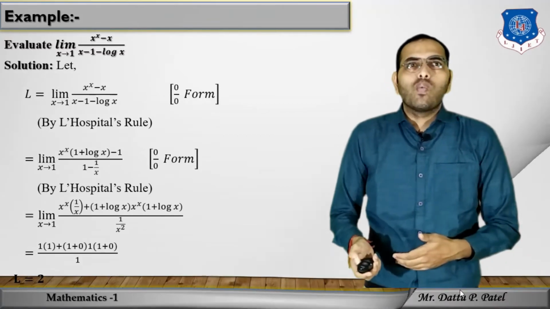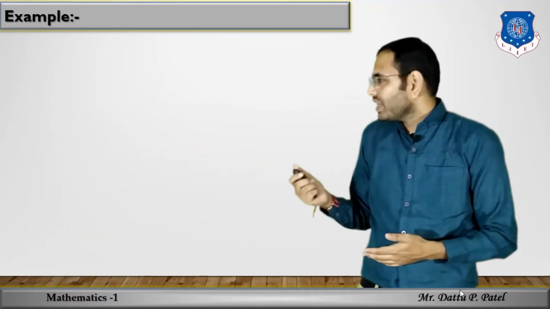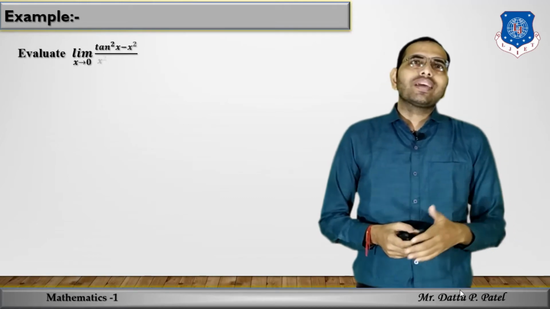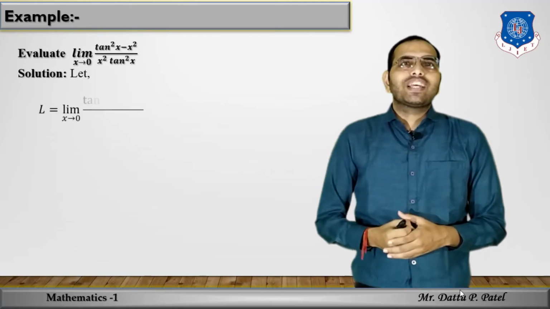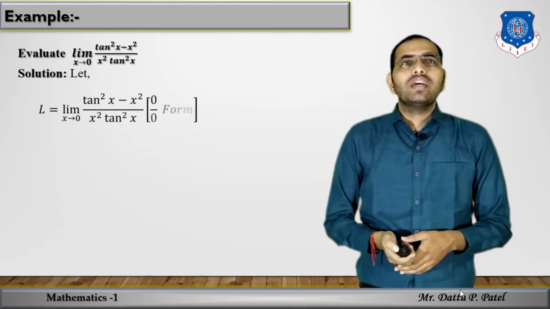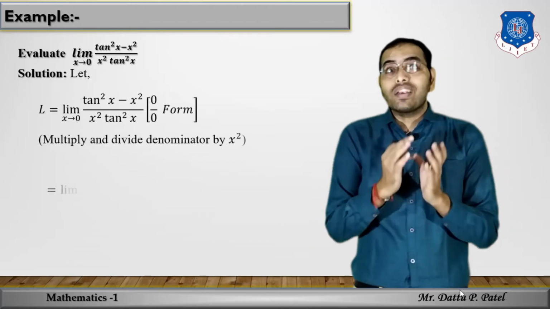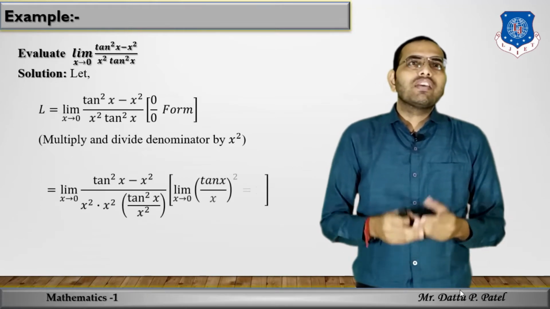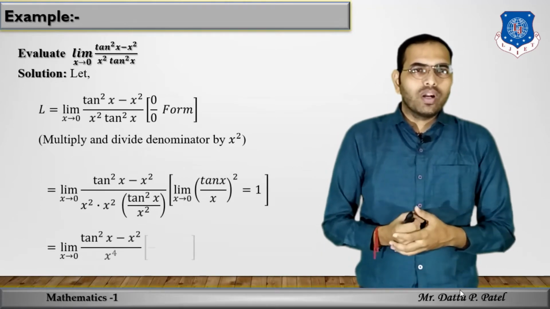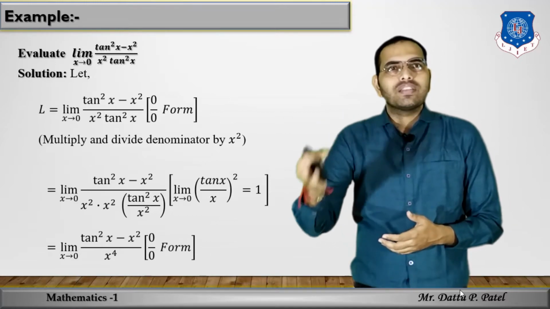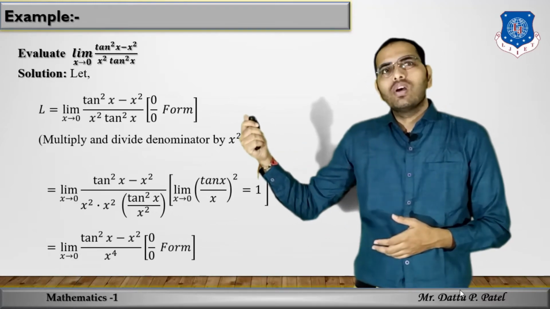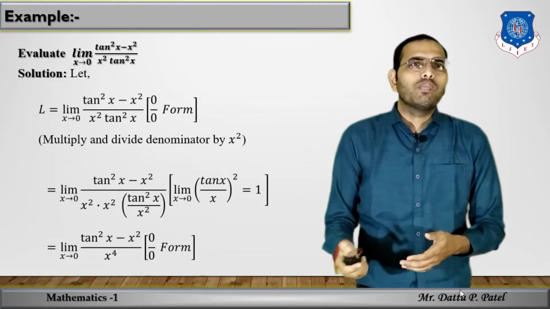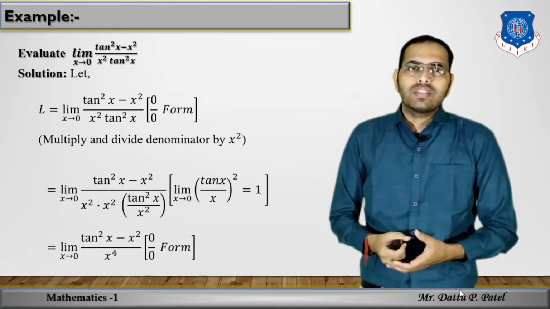Now let's see one more example. Limit x tends to 0, tan square x minus x square upon x square into tan square x. Here we have to use standard limits. Firstly, we have to identify whether the given function is 0 by 0 or not. Replacing x as 0, the numerator becomes 0, and the denominator also becomes 0, meaning it is a 0 by 0 form.